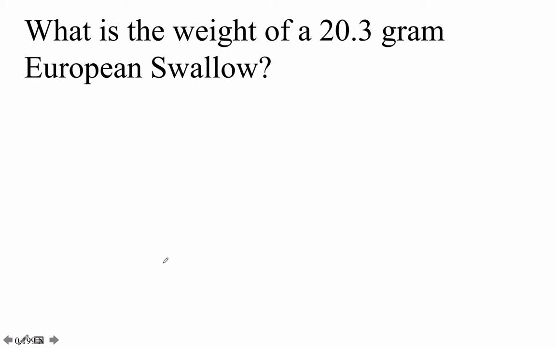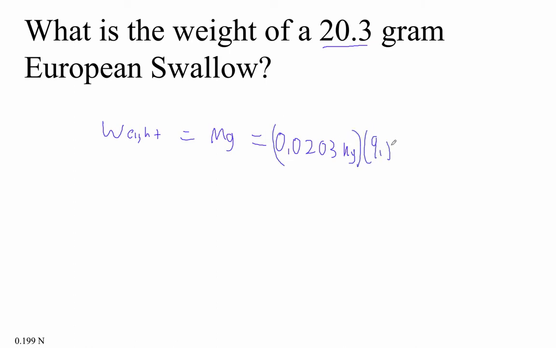What is the weight of a 20.3 gram European swallow? Well, again, the weight is mg. Right? We just multiply the mass by the gravitational field constant, right? So that's going to be 0.0203 kilograms times 9.81 newtons per kilogram.